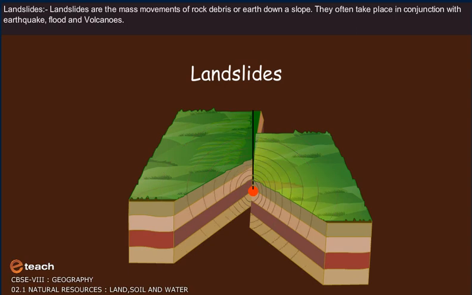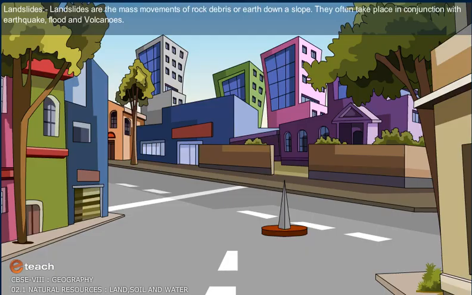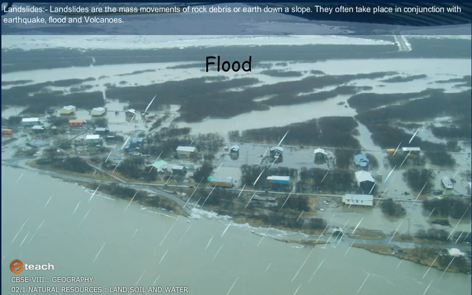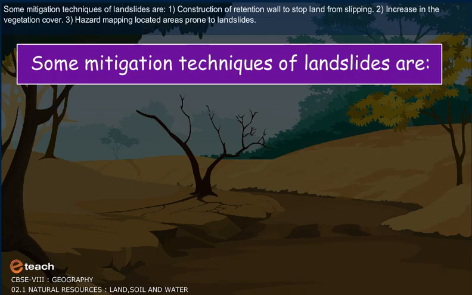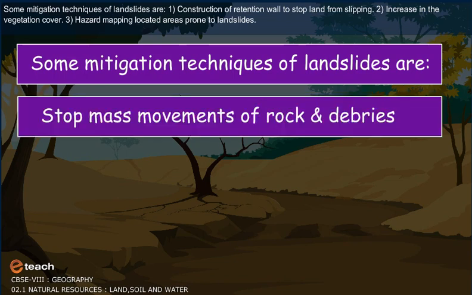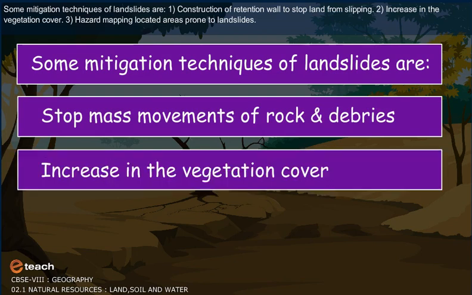Landslides. Landslides are the mass movements of rock debris or earth down a slope. They often take place in conjunction with earthquake, flood, and volcanoes. Stop mass movements of rock and debris. Increase in vegetation cover. Hazard mapping locates areas prone to landslide.